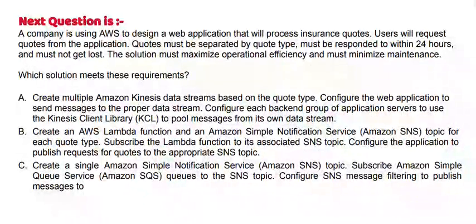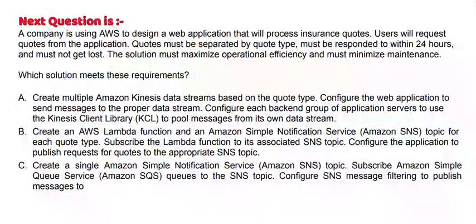Which solution meets these requirements? Option A: create multiple Amazon Kinesis data streams based on the queue type. Configure the web application to send messages to the proper data stream. Configure each backend group of application servers to use the Kinesis Data Client library to pull messages from its own data stream. Option B: create an AWS Lambda function and an Amazon Simple Notification Service topic for each queue type.